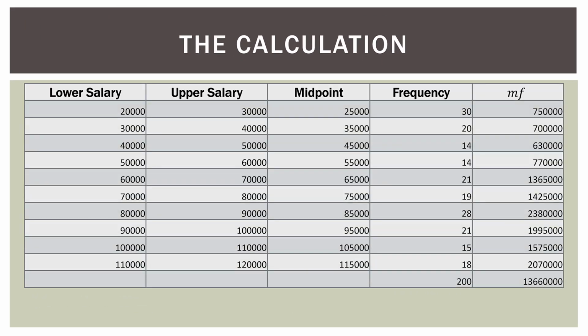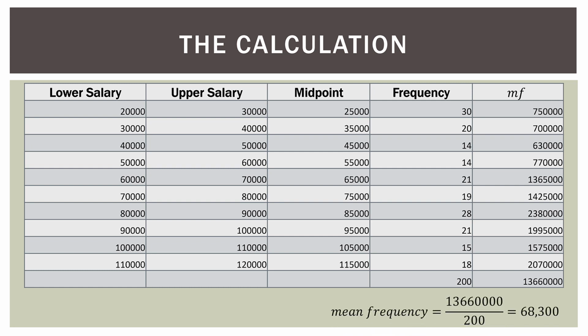So here are the calculations for every row in our table. We have 750,000 in the first row, 700,000 in the second row, 630,000 in the third, and so on. Now remember the idea of weighting I said before. Even though the midpoint salary is higher in the third row, $45,000, there were only 14 observations in that range. But in the top row, even though the midpoint salary is $25,000, the midpoint times the frequency is 750,000. So it's a combination of the midpoint and the frequency that gives us our weighting process for the overall sum.